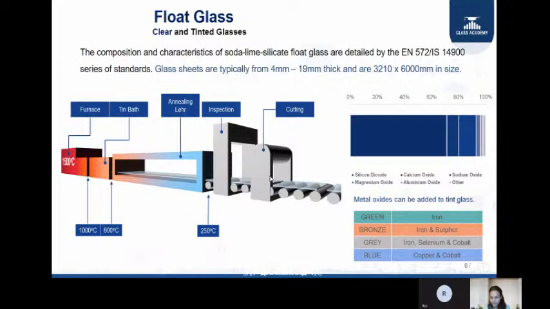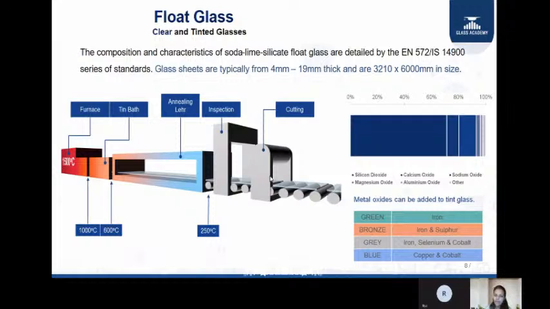After the float bath, it will go into the annealing layer. In the annealing layer, what will happen? The glass will start becoming semi-solid from the liquid form. So whatever changes you want to do in the thickness or the width of the glass, that can be done here in the annealing layer.